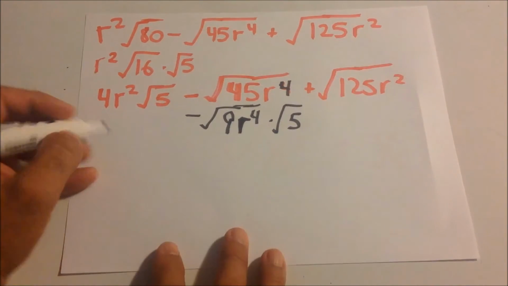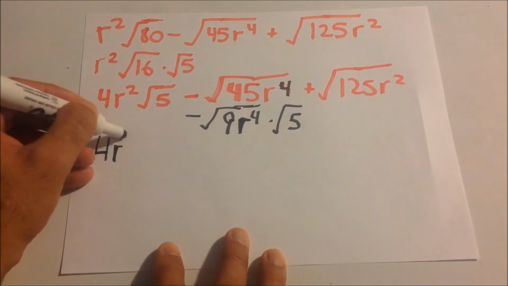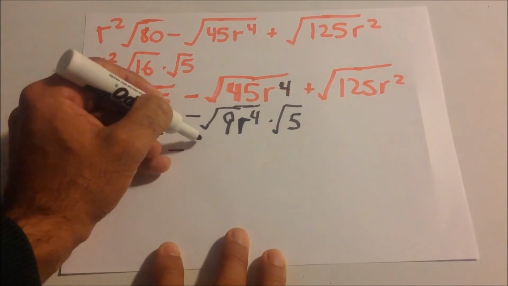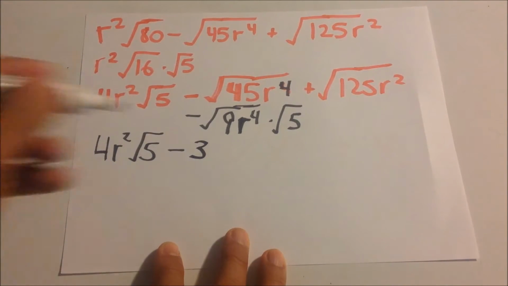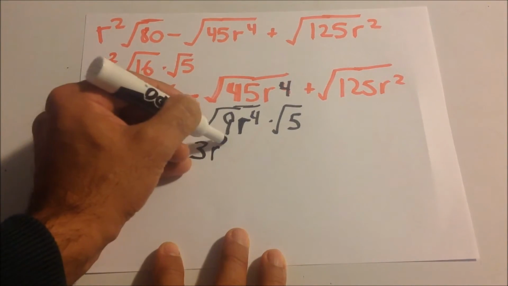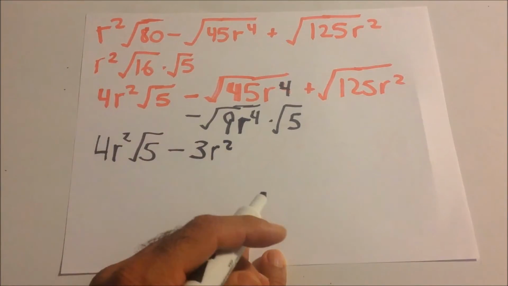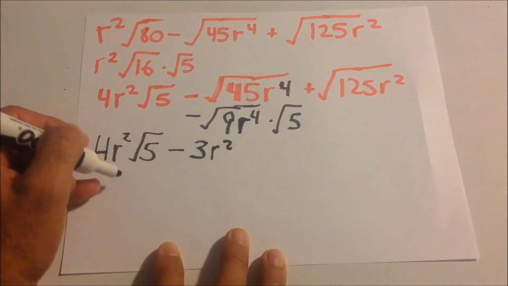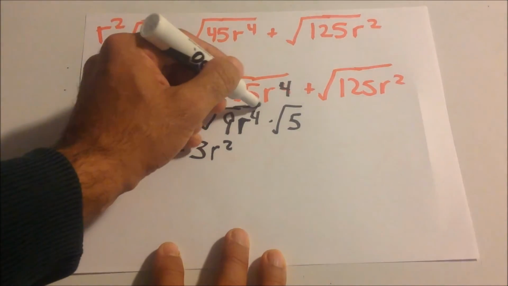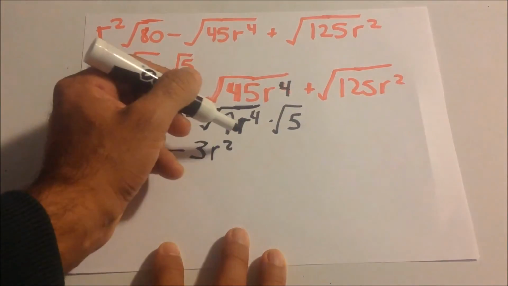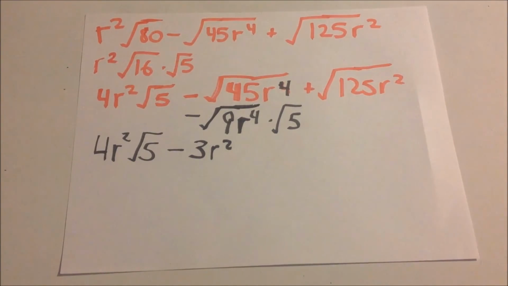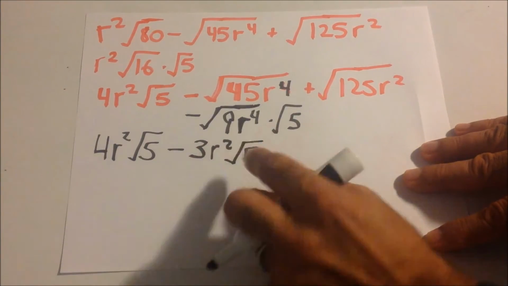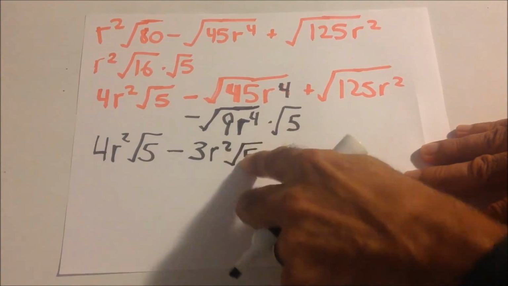We're going to have 4r squared square root of 5, minus, now the square root of 9 is 3, so that's free. And the square root of r to the 4th is r squared. R squared times r squared is r to the 4th. They're all free. They break away from the radical symbol. And then we have the square root of 5 in there. Remember, they were all connected, so they're all connected still.